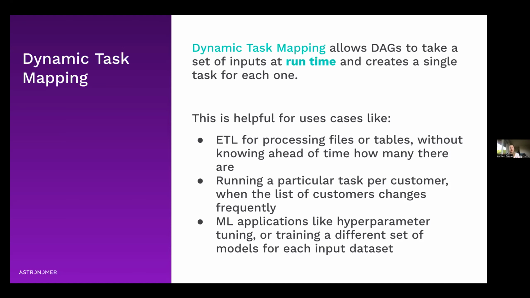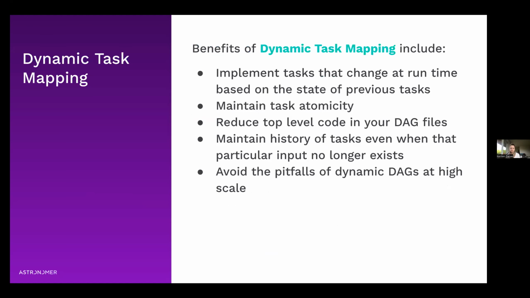Everything from hyperparameter tuning or training a different set of models for each input data set. Again, anything where you don't know the number of or all of the different inputs to what you want your tasks to be based on, that's where dynamic task mapping is going to come in handy. And again, some of the benefits of this are that you'll implement tasks that change at runtime. And you can do this based on the state of previous tasks.